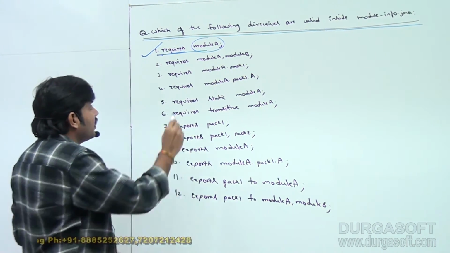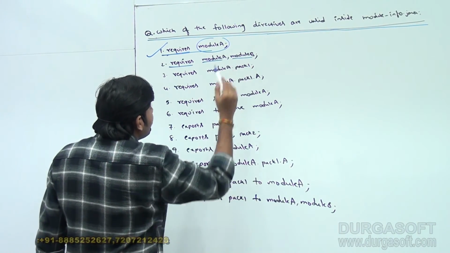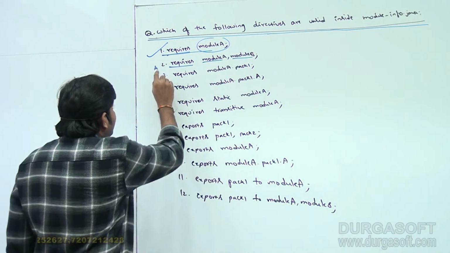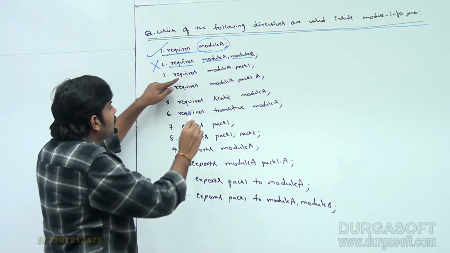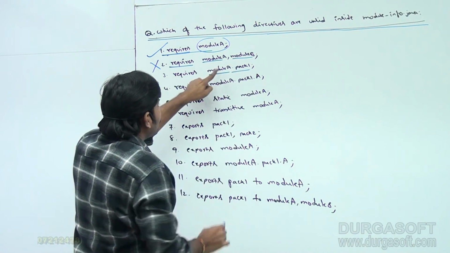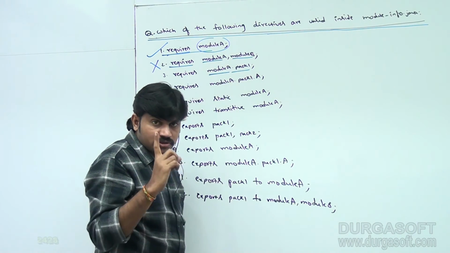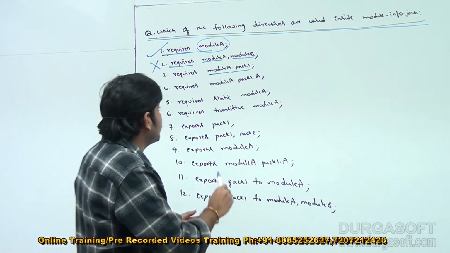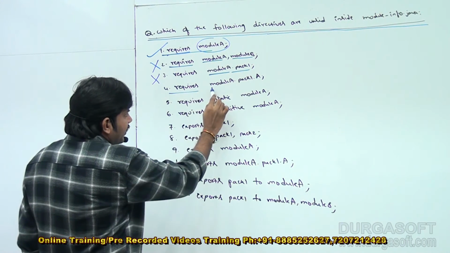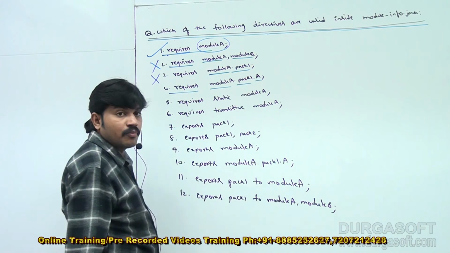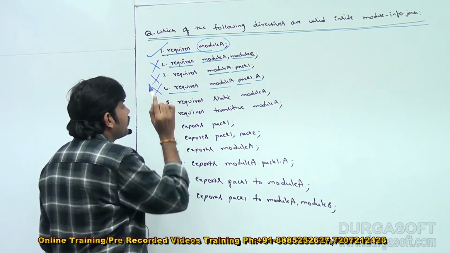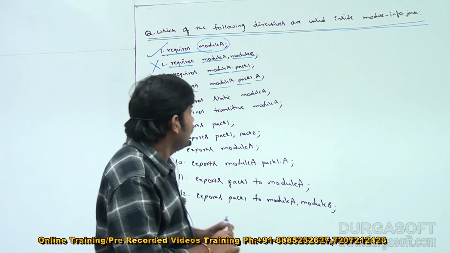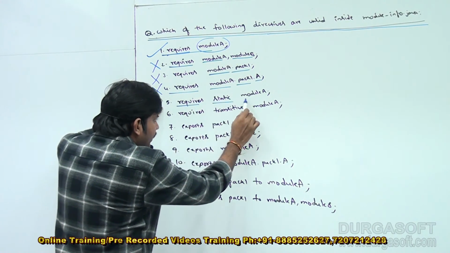Can you please observe the second one? Requires module A, module B. We can't use requires for multiple modules simultaneously, that's why it is invalid. Next, requires module A.pack1: we can use requires only for modules but not for packages, so this is invalid. Next, requires module A.pack1.A: invalid, because we can use requires only for modules, but not for packages and not for classes. Clear? Next, requires static module A.